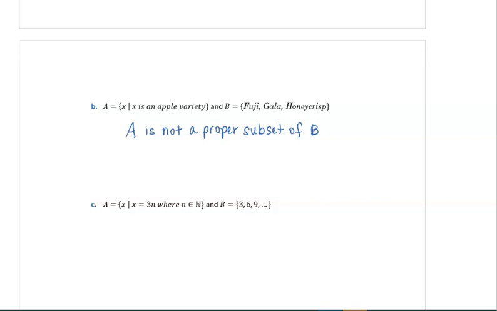A is a set of all apple varieties, whereas B is only a set of 3 different varieties. Certainly, set A will contain more elements than set B. And so we say that A is not a proper subset of set B, which can be written symbolically like that.